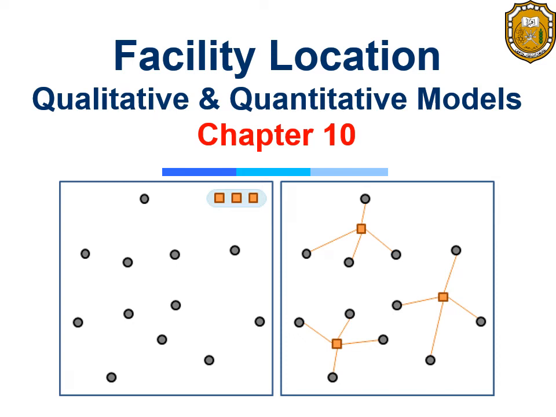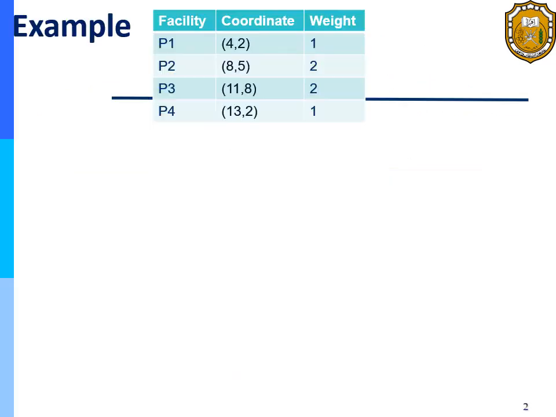Yeah, welcome back to Facilities Design and Logistics course, and we continue our discussion on rectilinear facility location models. And here I will start by solving an example to demonstrate how to sketch these isocost lines.